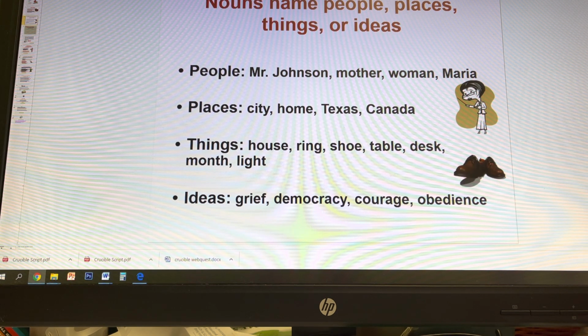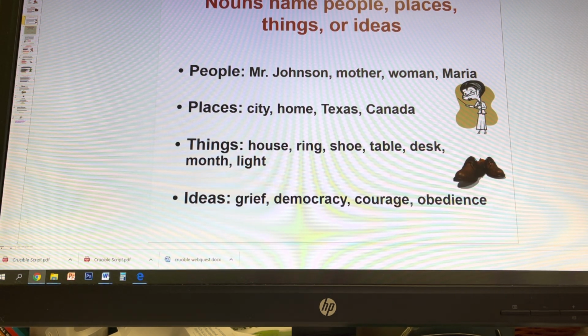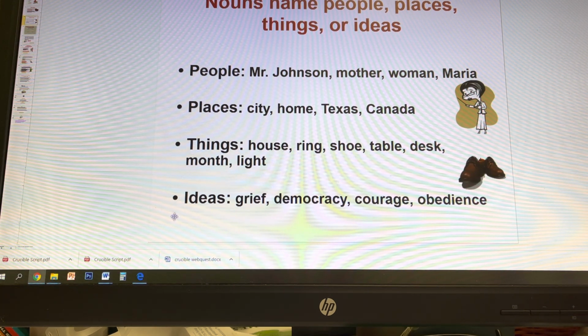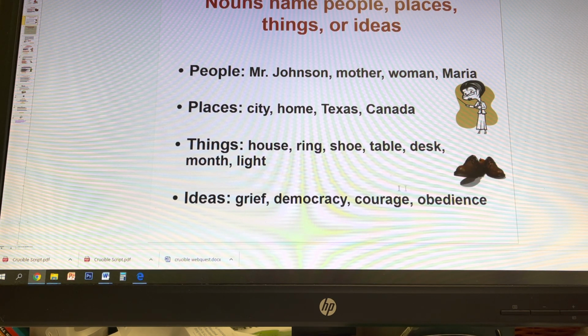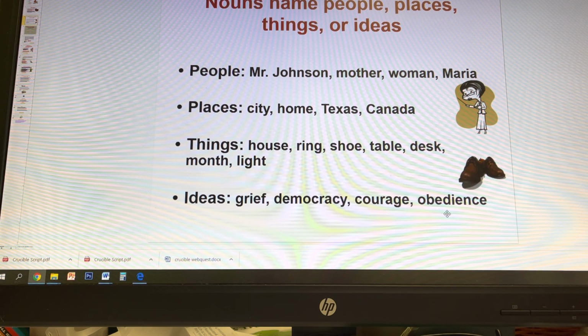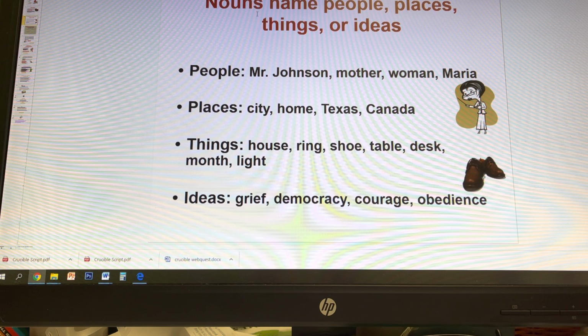So when you're younger and you don't have a very thick webbing, it's very difficult for an older person to explain effectively the idea of grief or democracy or courage or obedience. Once you get older, it's much easier to explain those things. And we understand that courage is a concept, but it is also a noun.